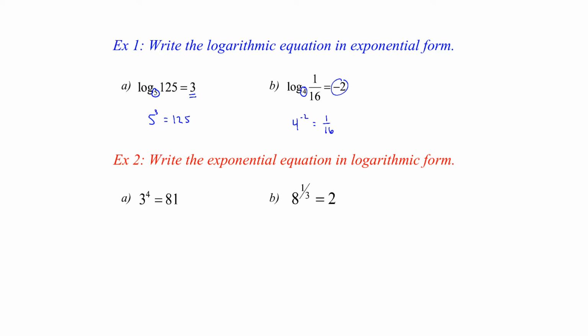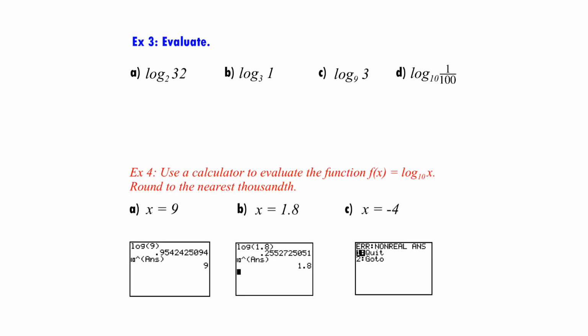Write an exponential equation in logarithmic form. So now we know that the base is 3, so we will do log base 3 of 81 is equal to the exponent of 4. Once again, on the next one, log base 8 of 2 is equal to the exponent 1/3. Okay, so this is just working on going back and forth between the two inverses.